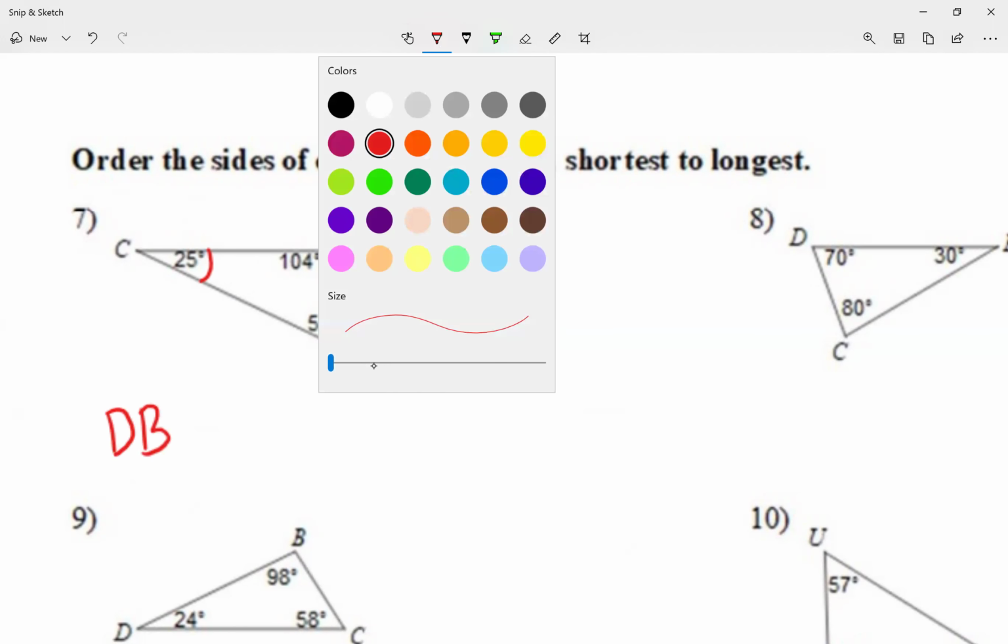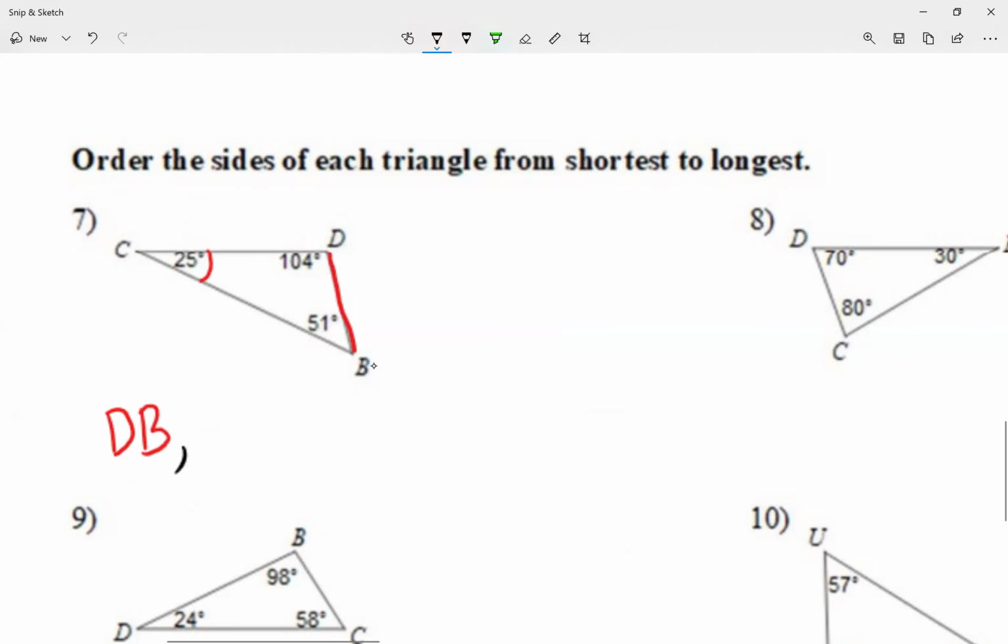Matter of fact, on your homework, you're going to see two commas and then some spaces in between. So I found out that the smallest side was the side DB. Again, you call it BD, it's fine, as long as you use those two letters. Make sure you use capitalized letters. No spaces in between. Just DB together. Okay. So that's the smallest.